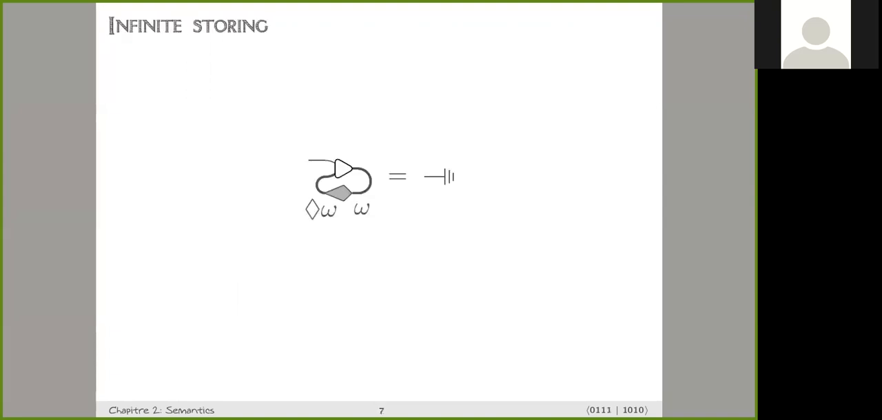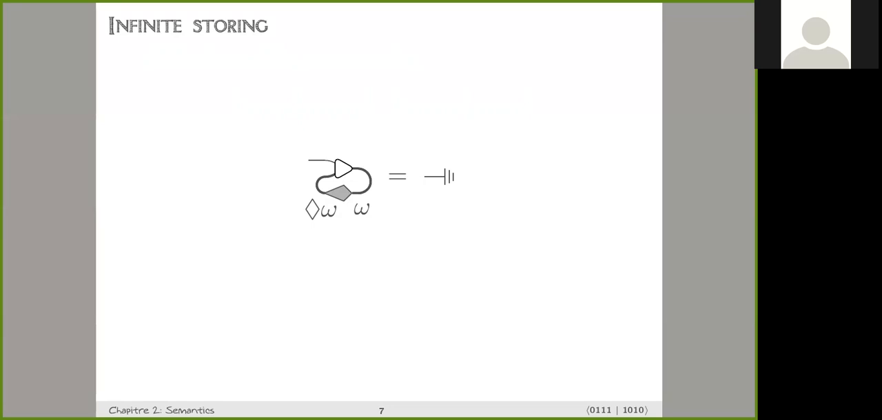So let's consider, for example, infinite storing. Here, what's happening on the left? At tick 1, you receive 1 qubit and you store it in the memory. At tick 2, you take your qubit from the memory and you store it again. And you do this forever. So from an operational point of view, you will never see this qubit again. It is hidden in the memory forever. So this must be equal to this discard map here, to tracing out the qubit from the start.